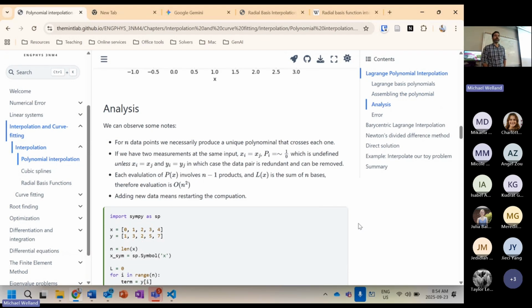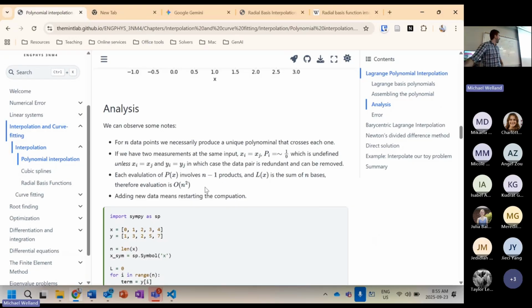For n data points, we necessarily produce a unique polynomial that crosses each one. We cannot have two measurements at the same x coordinate. If you do, then that property that P1 is going to be 0 in some cases and 1 in others is going to break down. You're going to have 1 over 0, undefined, everything dies. Unless it turns out to be the exact same data point, that's the only case where it could work. That case is just degenerate, you may as well knock it off. It's not helpful.